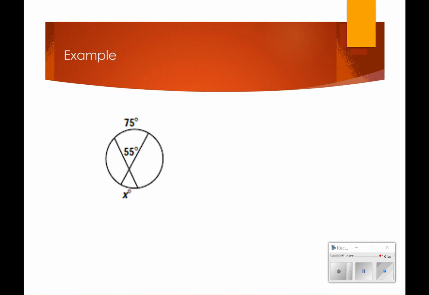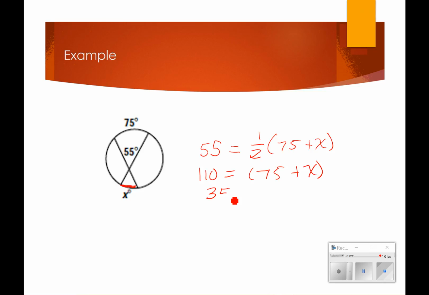In this case here, we're trying to find one of the arcs. So we can still use that 1/2. We know that 55 degrees is going to be equal to 1/2 times (75 plus x). To make it easier, I would just multiply by 2 and get 110 equals 75 plus x. And then if you subtract 75 from both sides, you're going to get 35 for x.